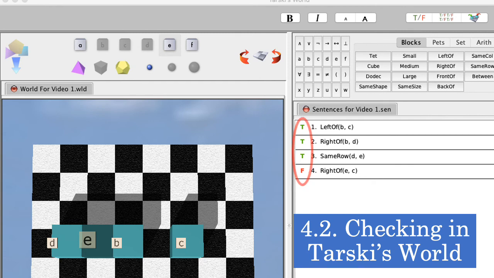So here's when I know I have a good counterexample. Tarski's world tells me that all the premises are true and the conclusion is false, based on what I did on the left-hand side there with the blocks and the checkerboard.